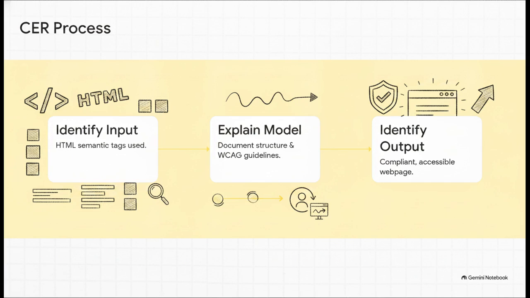Step 2. Explain the model or pattern. You're going to explain how your document's underlying structure actually maps to and follows those W3C WCAG guidelines we just talked about. And step 3, identify the output or conclusion. This is where you get to demonstrate that your structural choices resulted in a compliant, perfectly accessible web page. It's a super logical flow, right? Proving your code input led directly to an accessible output.